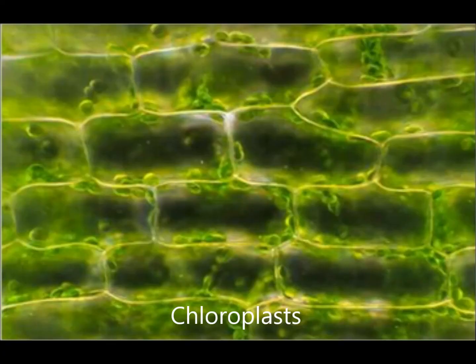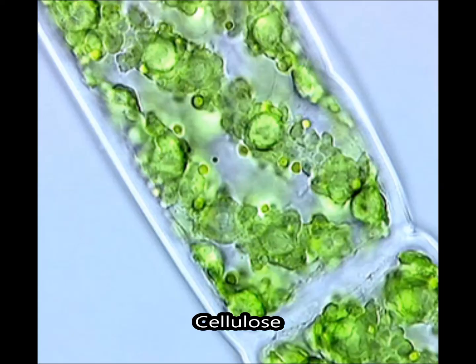Chloroplast is a special organelle in plants. It takes energy from the sun through the process of photosynthesis and converts it into glucose. To help support the plant throughout growth, the plant also has an extra fence called cellulose. This fence forms around the cell membrane.